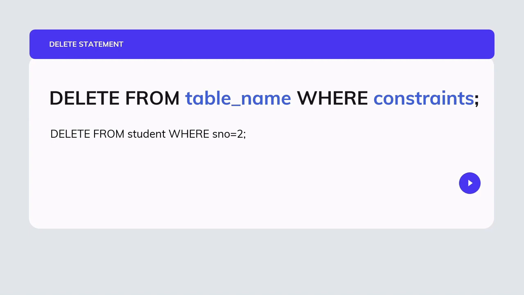So next is a delete statement. ஒரு ரெக்கார்டை நீங்கள் delete பண்ணணும் அப்படின்னா this is how you use it. Delete from table name where constraints. If you are not going to give where clause அப்படின்னா all the data points in the table will get deleted. Something like a truncate statement will happen.